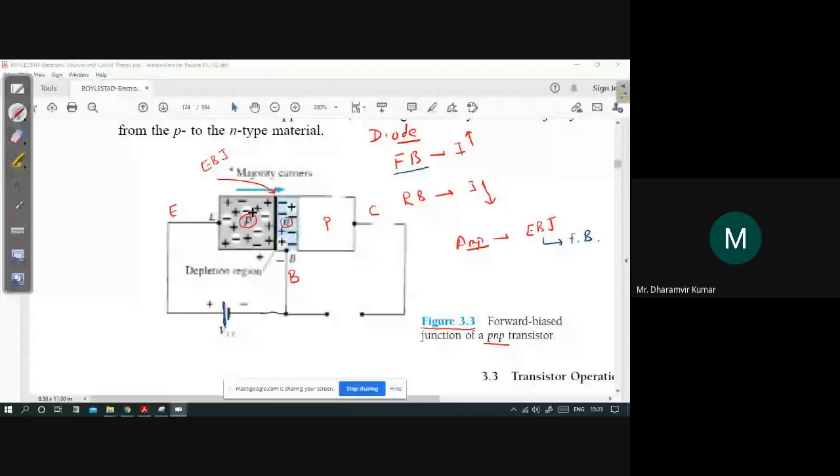So here I can write that holes will travel to the right in this direction, and electrons, which are very few in number, will travel in this direction, as far as this emitter region is considered.